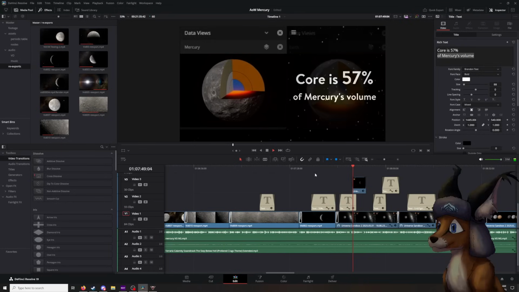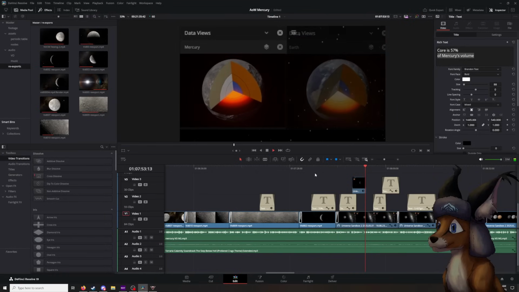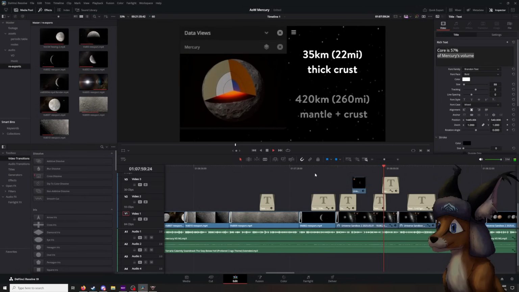Nuts. For comparison, Earth's core is only about 17% of its total volume. The crust, or outermost layer of the planet, is estimated to be about 35 kilometers, or 22 miles, thick, with the mantle and crust region adding up to a combined 420 kilometers, or 260 miles thick.